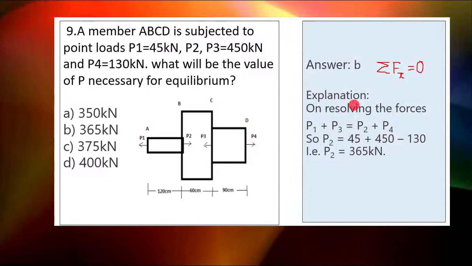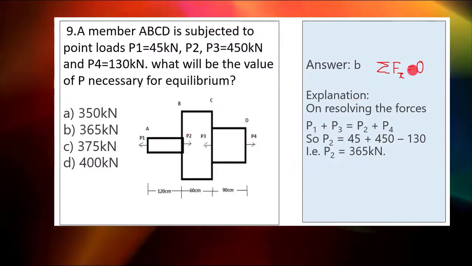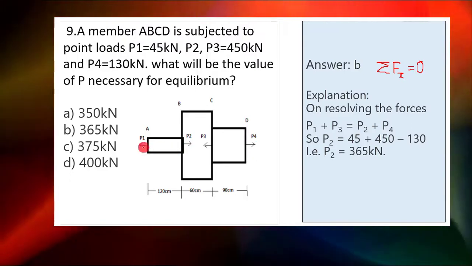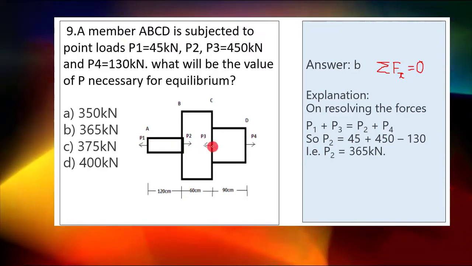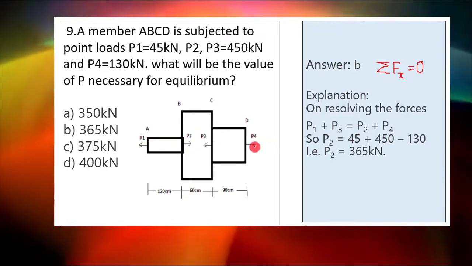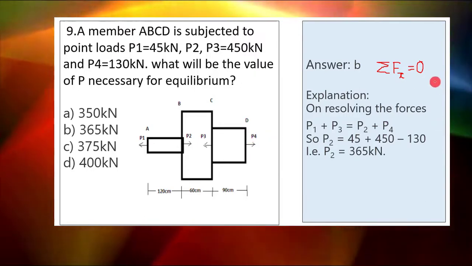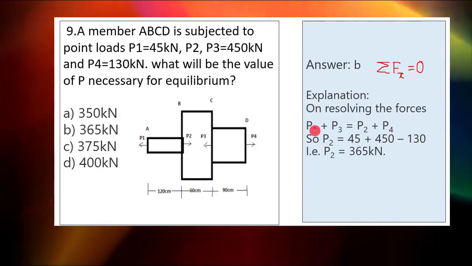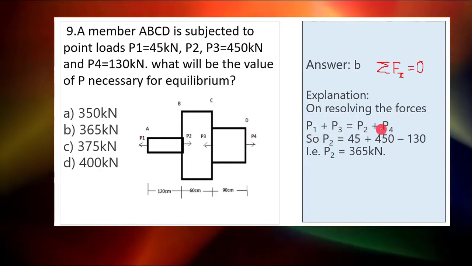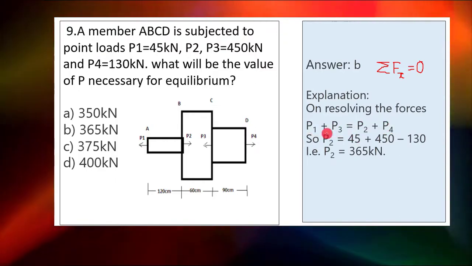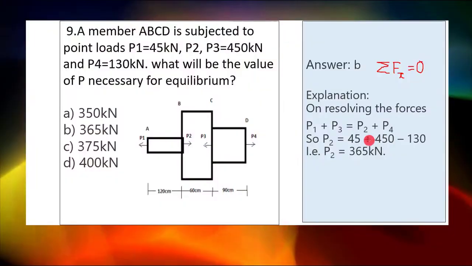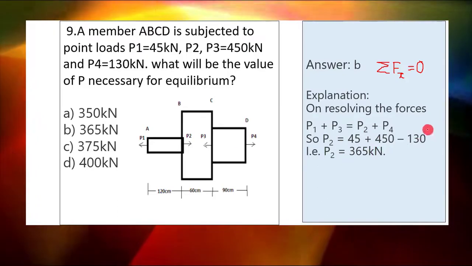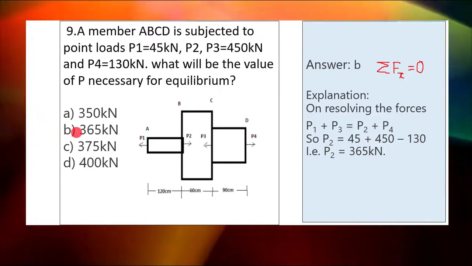For the equilibrium equation, we must know that summation of Fx is equal to 0. So here you can see in this picture that P1 and P3 are acting in the left direction, whereas P2 and P4 are acting in the right direction. So the sum of all the forces in the x direction must be equal to 0. So P1 plus P3 must be equal to P2 plus P4. Substituting all these three forces in this equation, we will get P2 as 365 kN. Hence the answer would be option B.